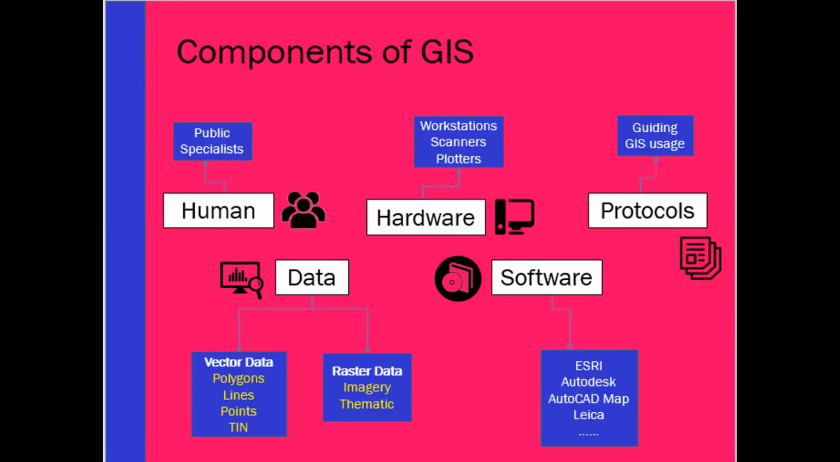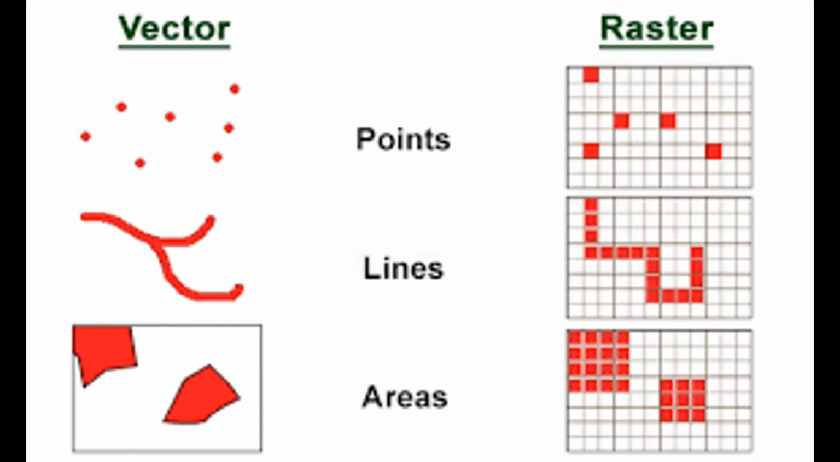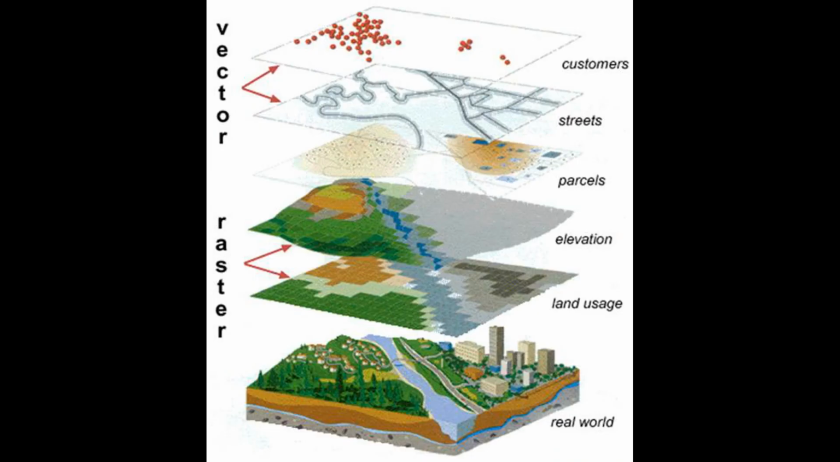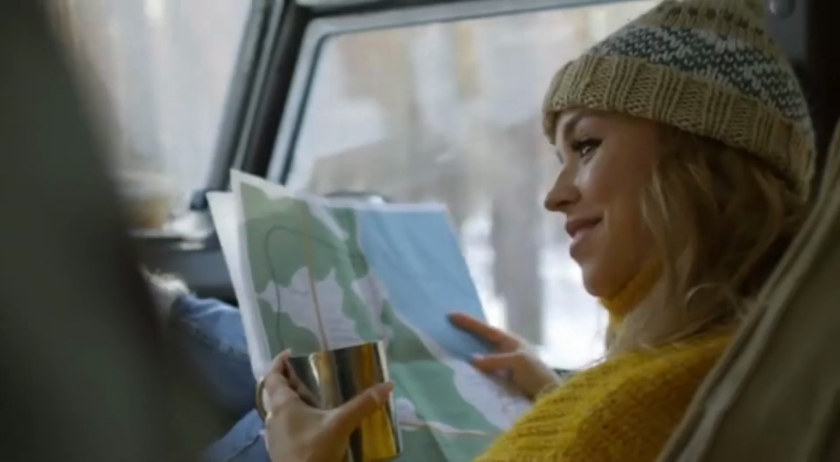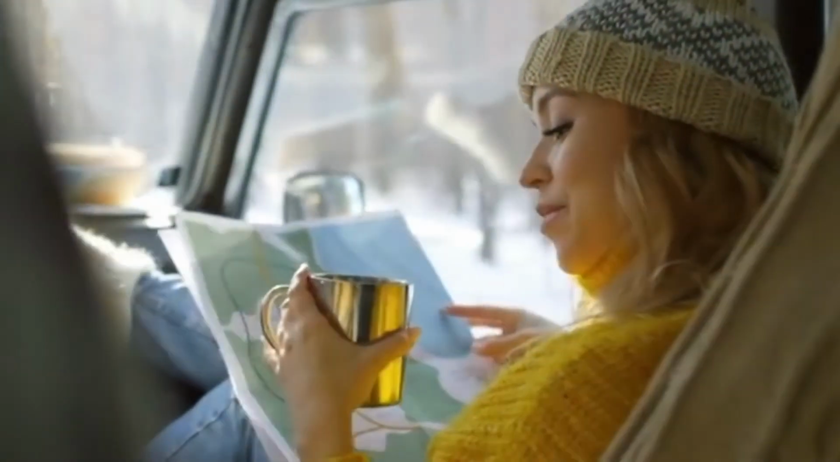GIS consists of five components, which are human, data, hardware, software, and protocols. In terms of data, there are two types, which are vector data and raster data. Examples of vector data are polygons, lines, points, and shape files. So basically, these are shape files that are contained in the maps. And everything in this clip is about GIS in brief.